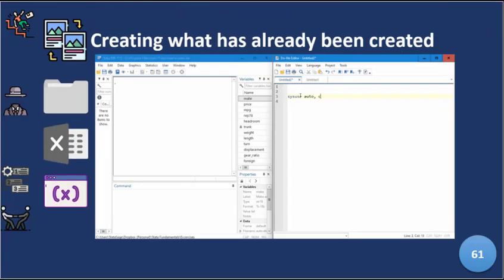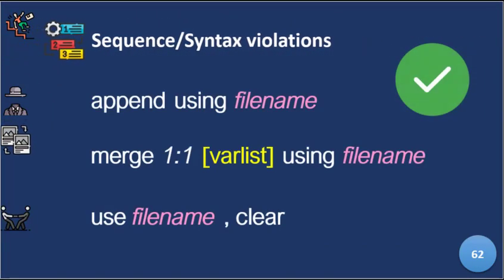Okay, so now let's look at another reason. When there's a syntax or sequence violation. Now when you say you want to append a file, you say append using file name. This is the sequence that is approved. Merge one var list using file name. This is for merge command. Use command is use comma clear.